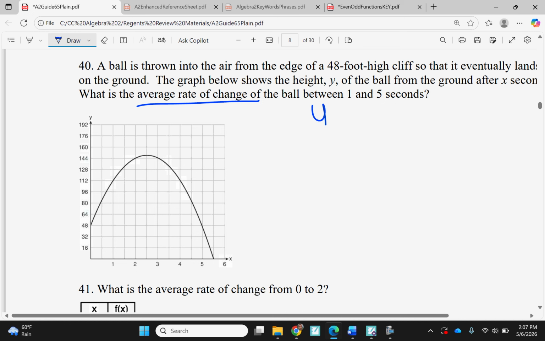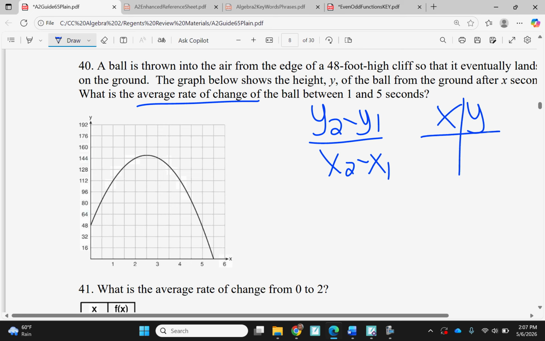Average rate of change is y2 minus y1 over x2 minus x1. Whenever they ask you for average rate of change, that's your formula. I always want to see a table. It says between 1 and 5, so those are my x values. They have to tell you your x values. If they give you a graph, then you pull the values from the graph. If they give you an equation, then type it into y equals and go to your table.